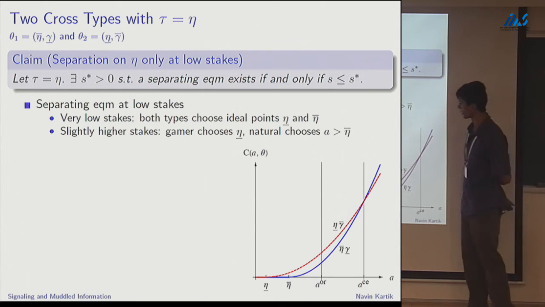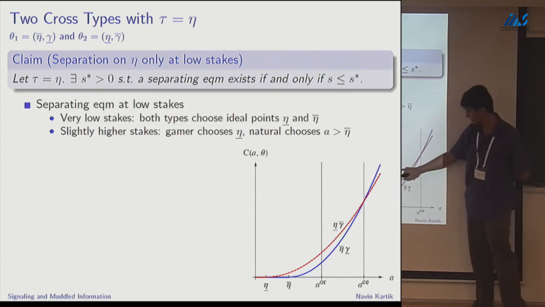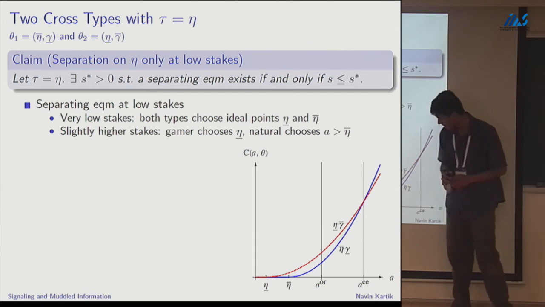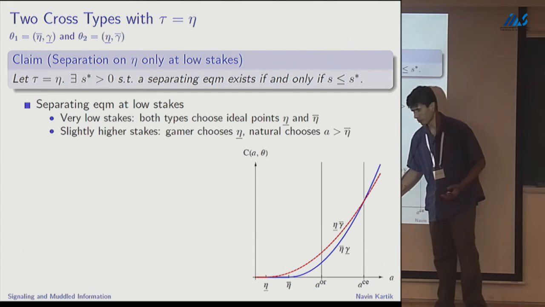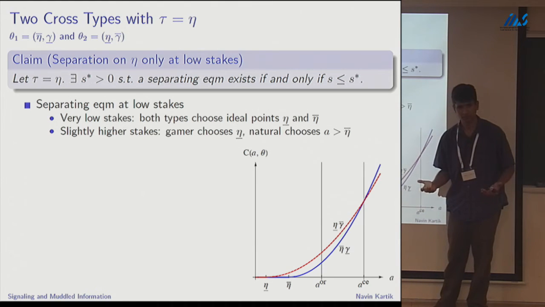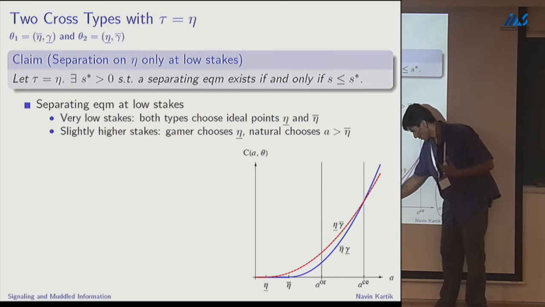So what's going on? Here's the cost curve picture that I had before, the same thing depicted with just these two cross types. Think about the case where we start out with very small stakes. With very small stakes, there will be a separating equilibrium in which each type just plays its natural action. Clearly the high natural action type, given the specification of behavior, is doing very well. It's not incurring any signaling cost, and it's getting the high belief.